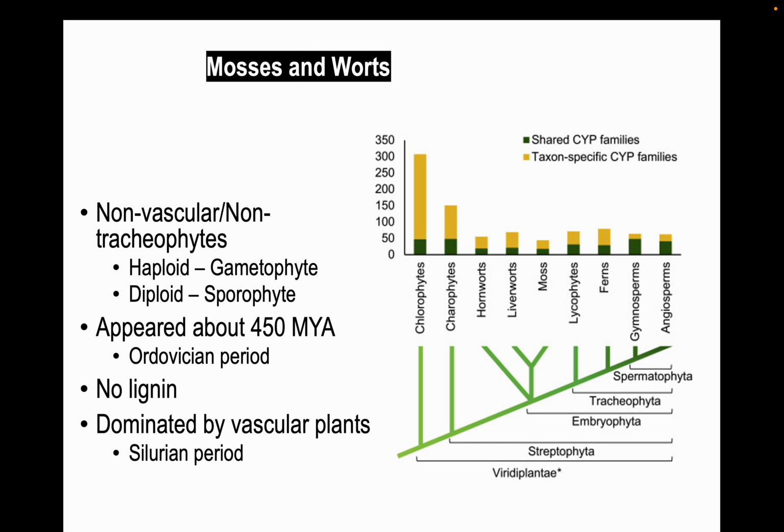Essentially, these representative species of the mosses and worts, unlike your modern terrestrial plants, do not have lignin. Because of that, fossil evidence of their existence is rare or very minimal. In terms of their geologic history, they appeared about 450 million years ago during the Ordovician period, and later became dominated by vascular plants during the Silurian period. There are thousands of species identified under Bryophyta, like 25,000 and above.